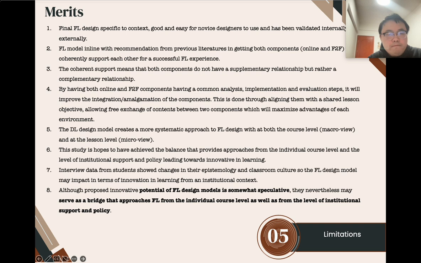The design model also creates a more systematic approach to the FL design at both the course level and at the lesson level. Interview data from students showed changes in their epistemological and classroom culture. So the FL design model may have an impact in terms of innovation in learning from an institutional context.